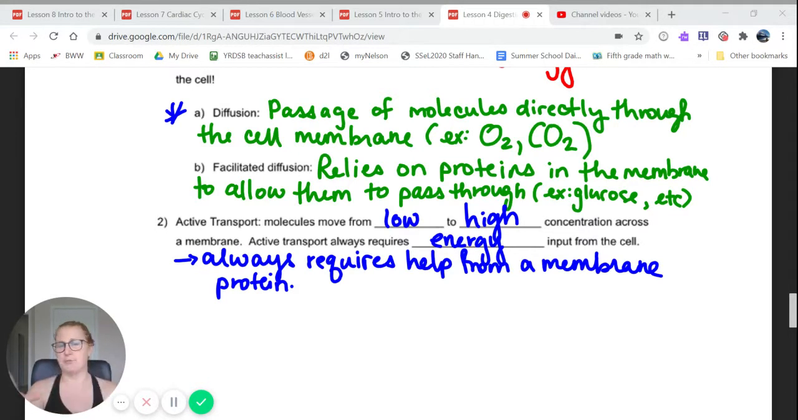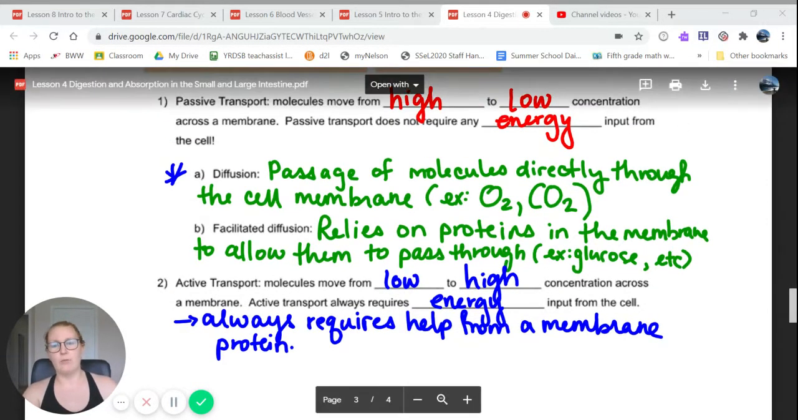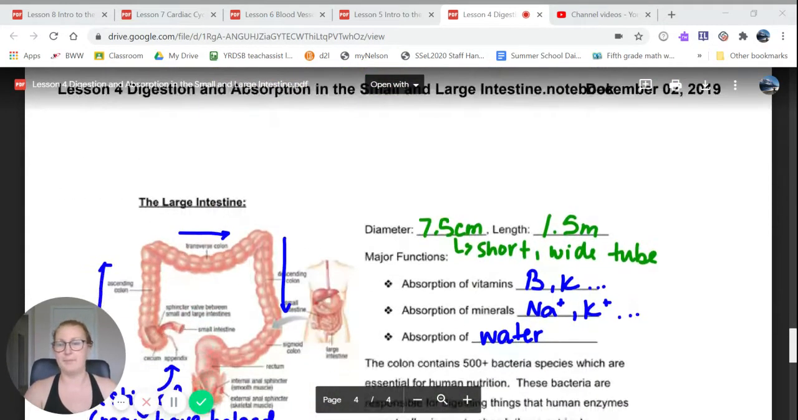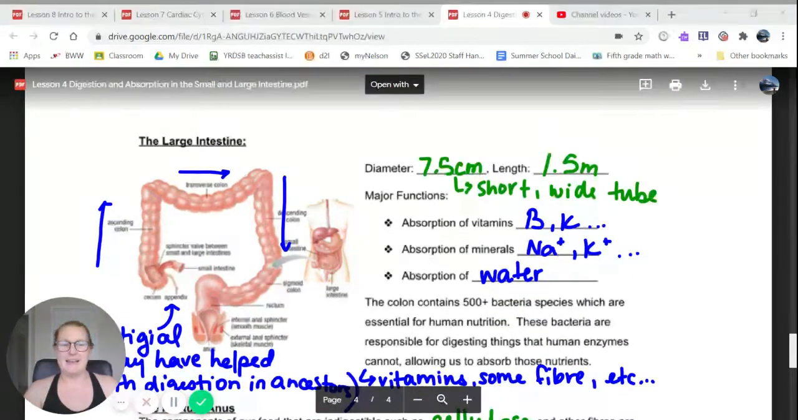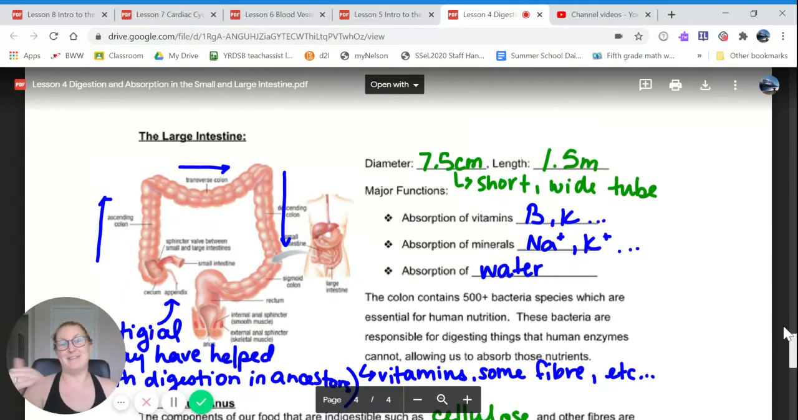These are always going to require energy, which is ATP, and these are always going to require help from a membrane protein. So for the most part, we are relying on passive transport in the digestive system, but sometimes active transport as well. It depends what nutrients we're looking at. So next and final section, the large intestine.